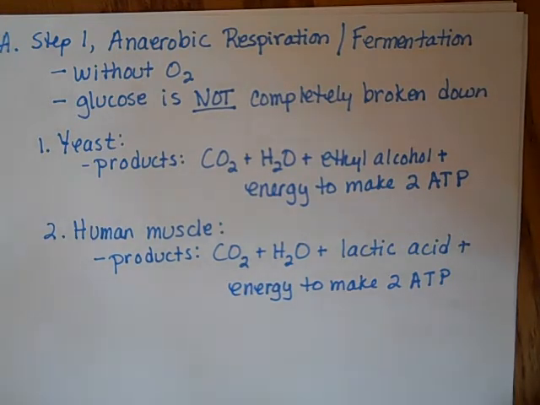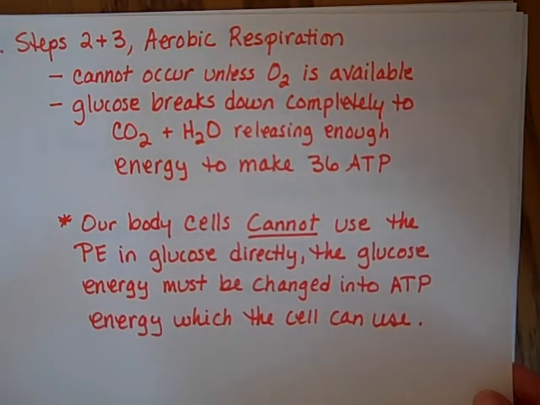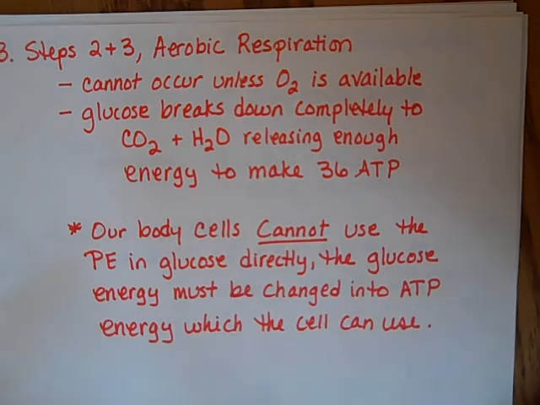Okay, so that's the first step. The first step is without oxygen. Now, to complete the whole process, you got to go down 2 more steps. Steps 2 and 3, though, need oxygen. If you don't have oxygen, you can't do steps 2 and 3. You're stuck on step 1, and you won't get very much energy out of your glucose. You'll only get 2 ATPs.